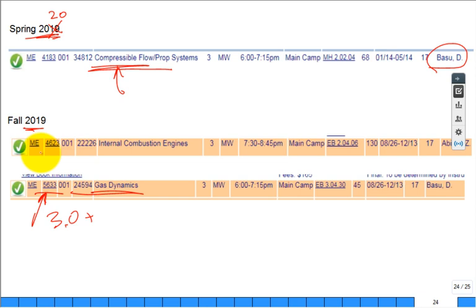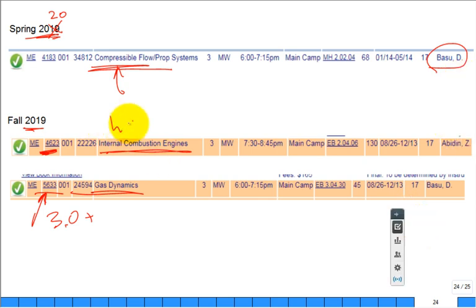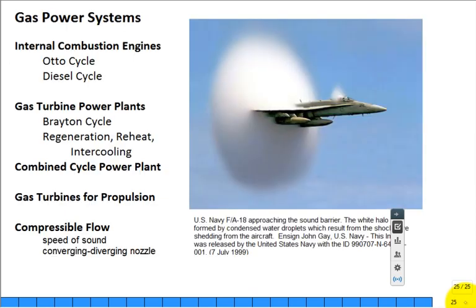But next semester, we have internal combustion engines, an undergrad class. That's the beginning part of chapter 9. So I'm trying to sell these classes as technical electives. With that, I thank you for your attention, and I'll see you next time.